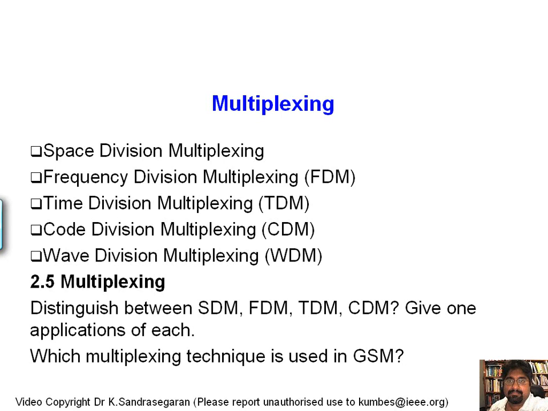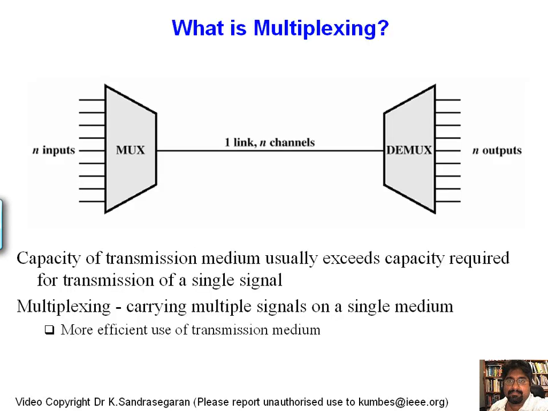One of the important things I'm expecting you to be able to do is distinguish between the different types of multiplexing techniques and give an example of each, because these techniques are used quite a bit in wireless communication. Okay, so what is meant by multiplexing?